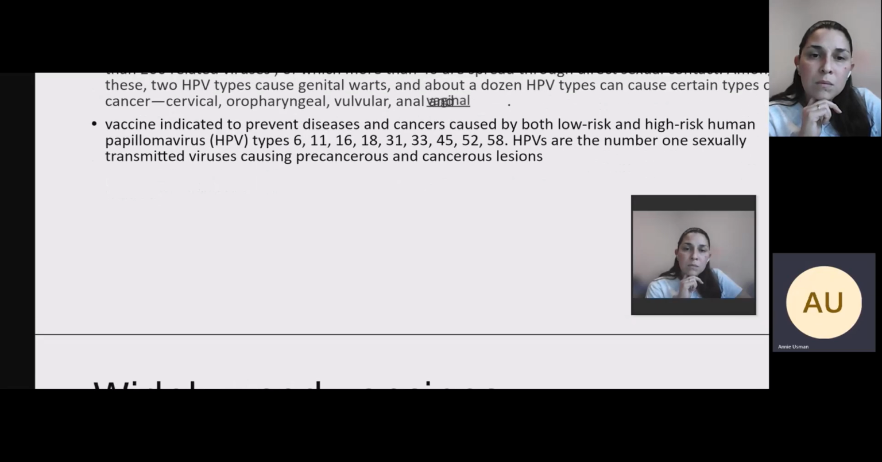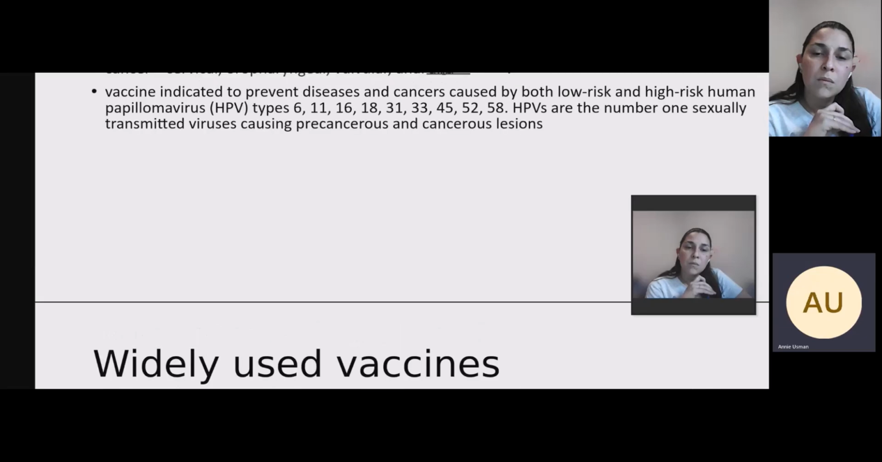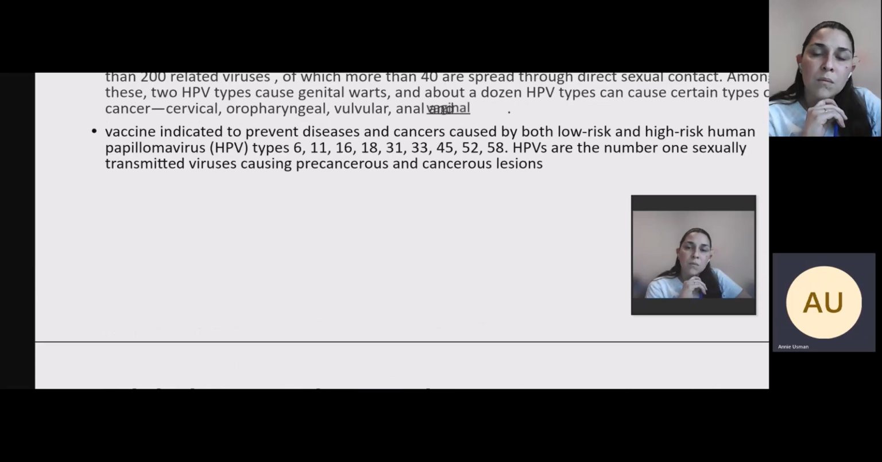So these vaccines are indicated to prevent diseases and cancers from both low-risk and high-risk HPV, which are usually the types 6, 11, 16, 18, 31, 33, 45, 52, 58, and so on. HPV is the number one viral infection currently, spreading very rapidly and transmitted through sexual contact. It can cause precancerous lesions, and even if not treated or vaccinated, it can progress into cancerous lesions and malignant diseases.